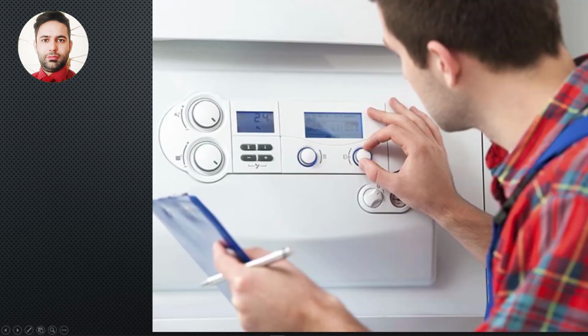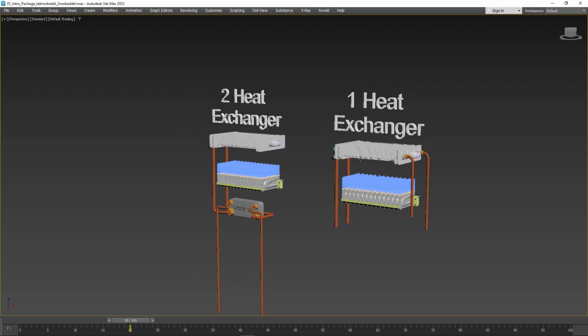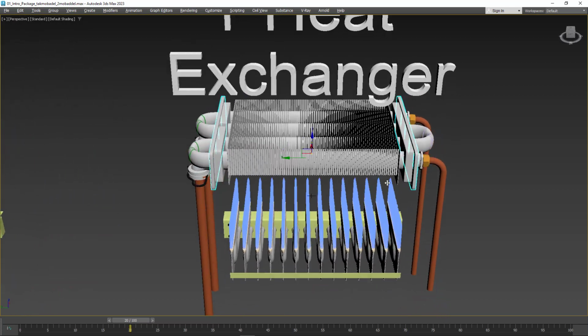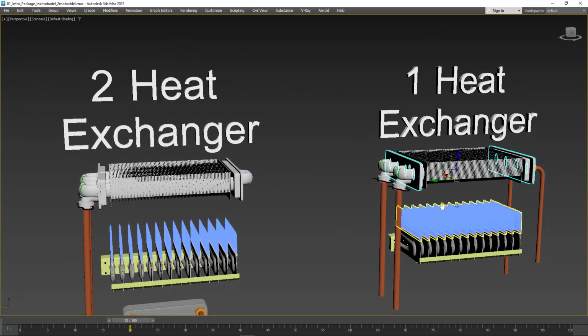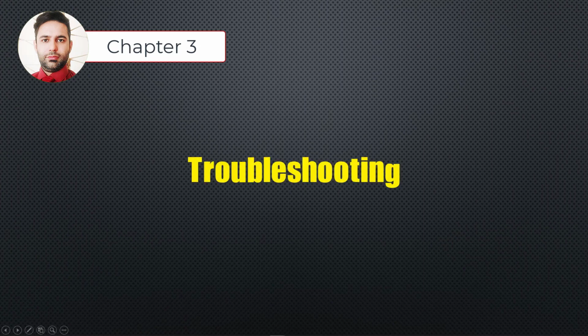The third chapter is related to the troubleshooting of the wall-mounted gas boiler with a single heat exchanger. Be careful. All the defects of the single heat exchanger boiler are common with the two heat exchanger boiler. So, use your maximum power in learning the basics. In this chapter, we will examine all the problems that may arise for the boiler and teach the methods of solving the problem step by step.